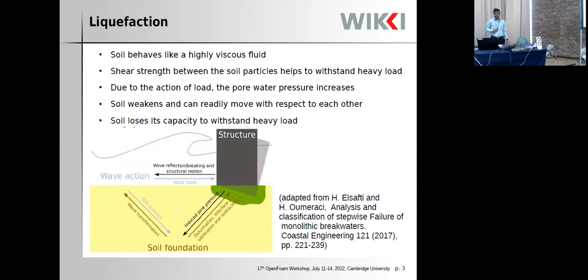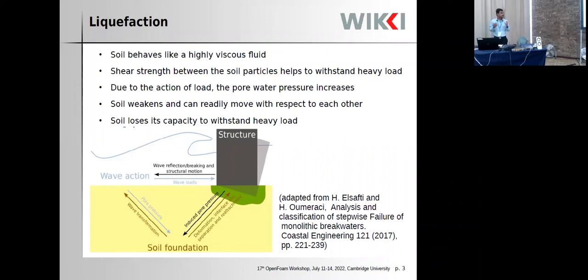Okay, what is liquefaction? Some of you may already be familiar with this concept, but for those of you who aren't, I'll briefly explain it. Liquefaction is a process in which soil behaves like a highly viscous fluid. This happens mainly in the case of saturated soil. Saturated soil is soil in which the soil skeleton is completely filled with water. And this water exerts pressure on the soil particles, which is known as the pore water pressure.